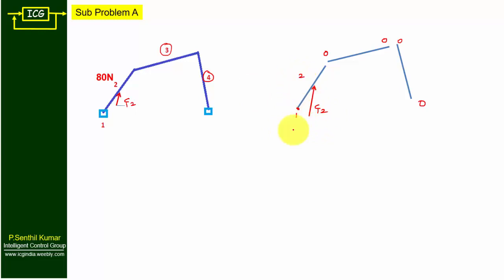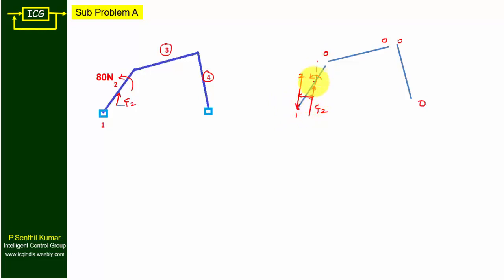F12, this is F32. Here it's a rotary motion. It's not a linear motion. So when will you get that rotary movement? When an equal and opposite force acts parallelly on that link. These two forces are equal and opposite, one upward, one downward, and these two are parallel.